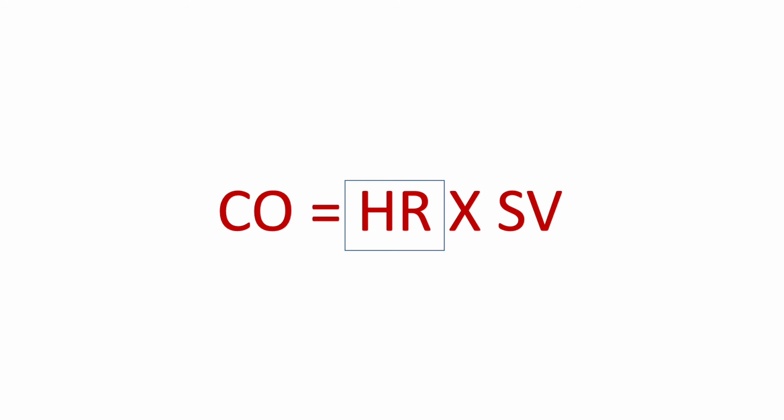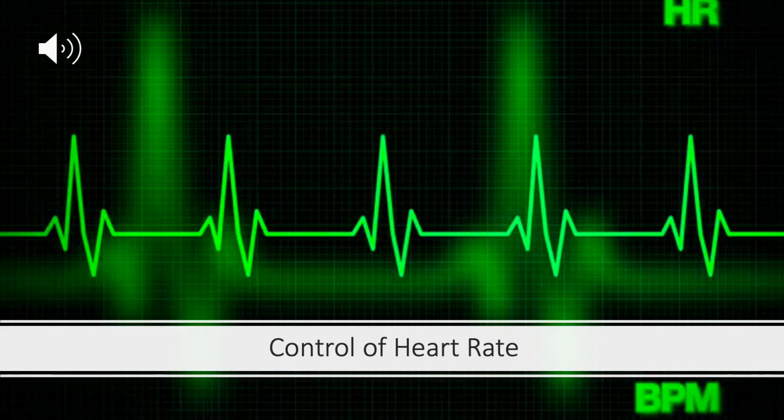Now that we've reviewed autonomic innervation of the heart and the effects, I want to say a little bit more about determinants or control of heart rate and stroke volume. So let's start with heart rate here, one of our components of cardiac output. Again, this is the first determinant of cardiac output, is heart rate.